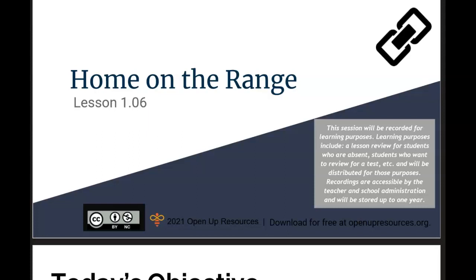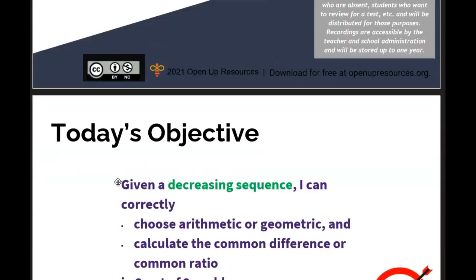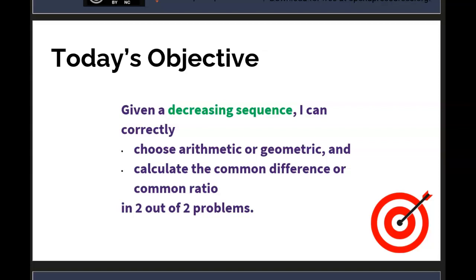Today we're looking a little bit more at sequences in a lesson called Home on the Range. So today's objective is, given a decreasing sequence, we haven't looked at those yet, I can correctly choose arithmetic or geometric and calculate the common difference or common ratio. Those are some vocabulary terms we've covered already. Remind yourself what those are. We're looking to get 2 out of 2 problems here.